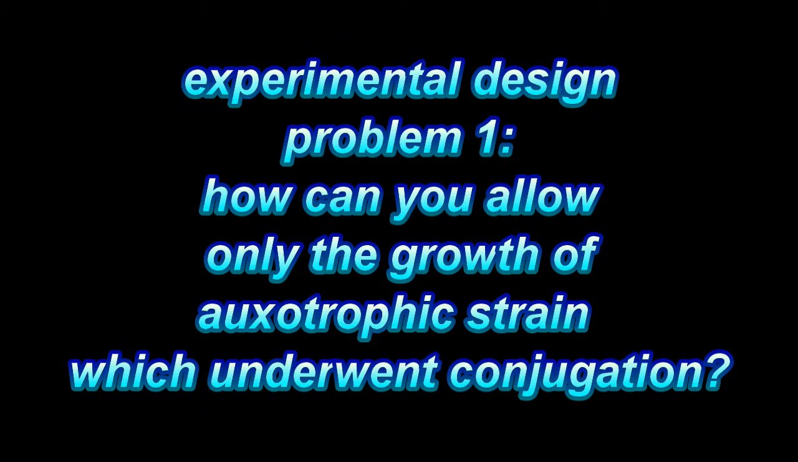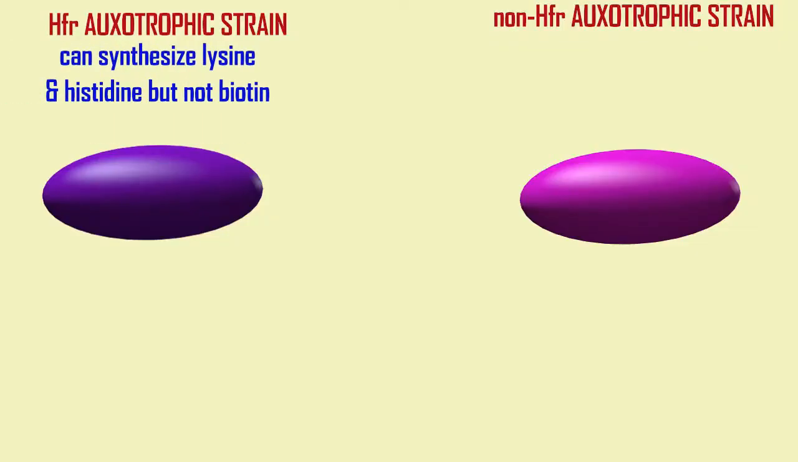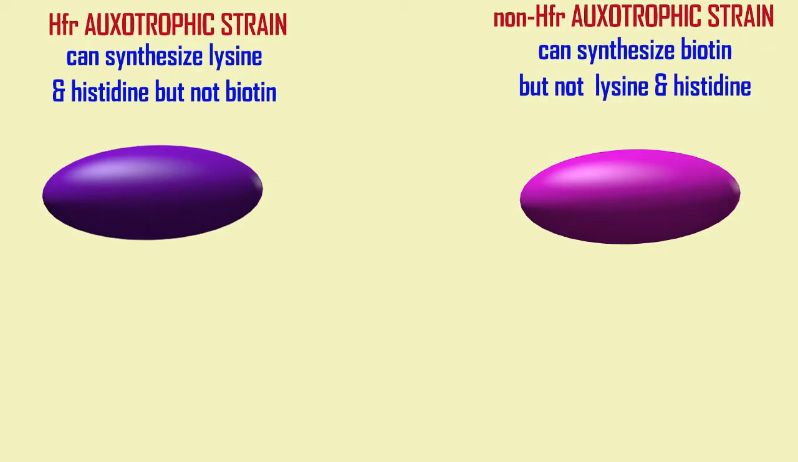How could you set up an experiment so that the only bacteria which could grow on, say, a plate which lacks histidine are those which have undergone conjugation and have received a gene for histidine metabolism? Well, certainly auxotrophic strains which lacked genes for histidine synthesis would not be able to grow.